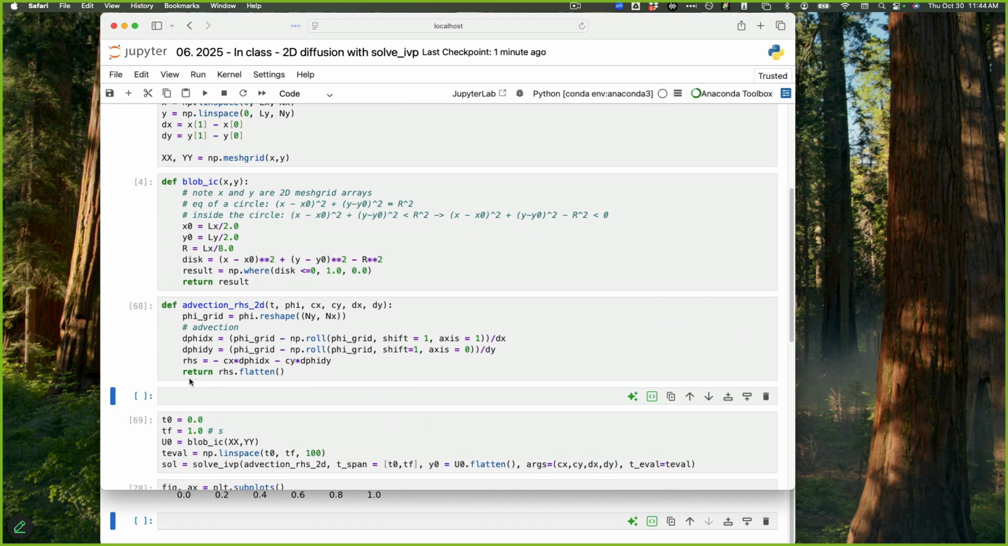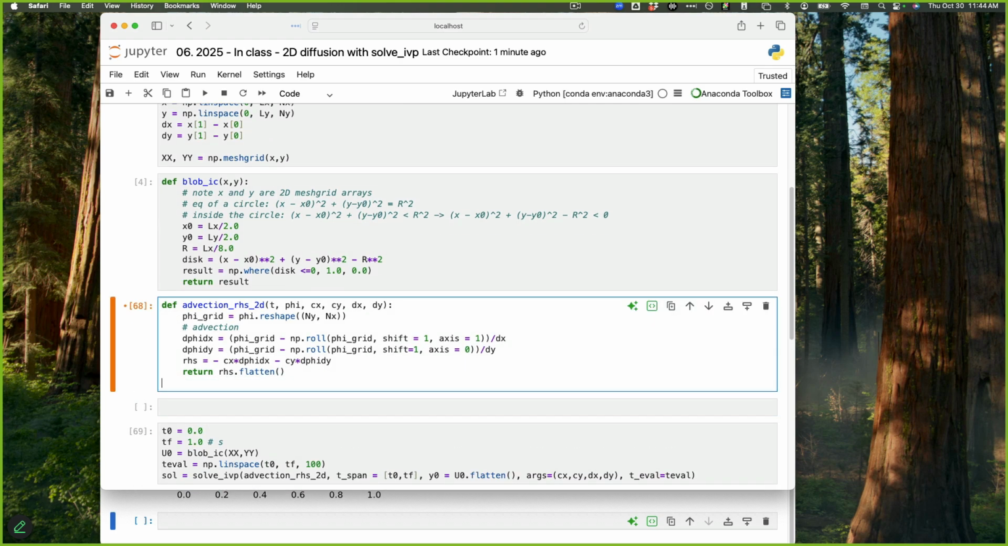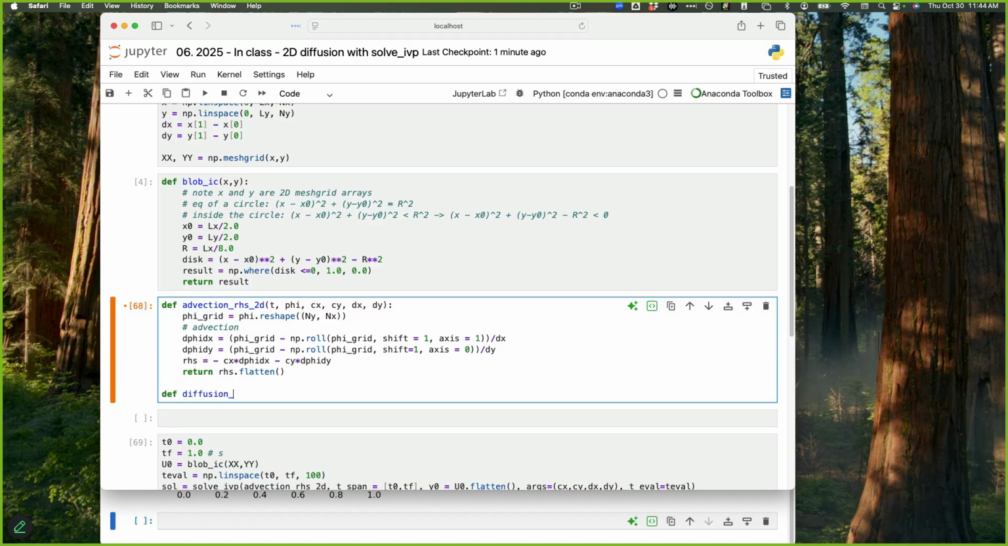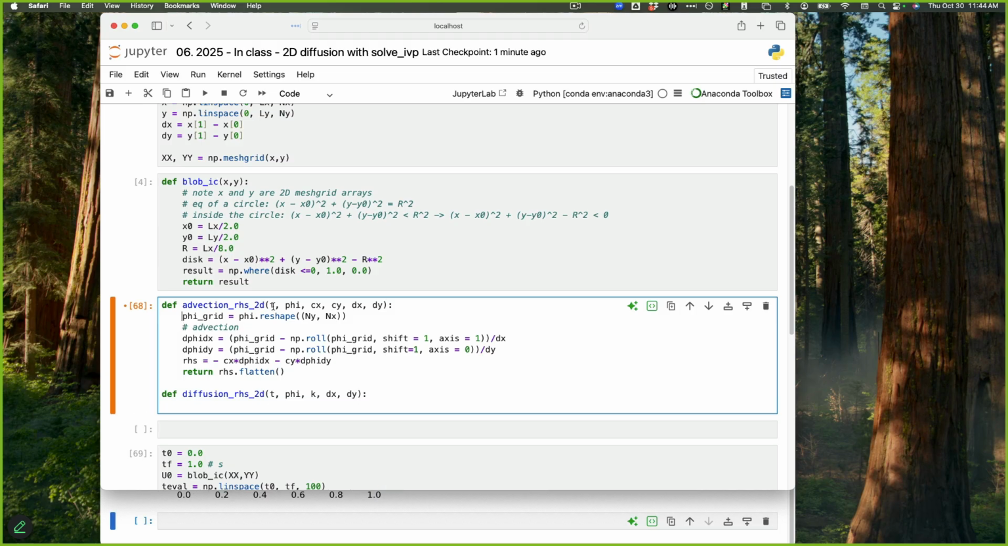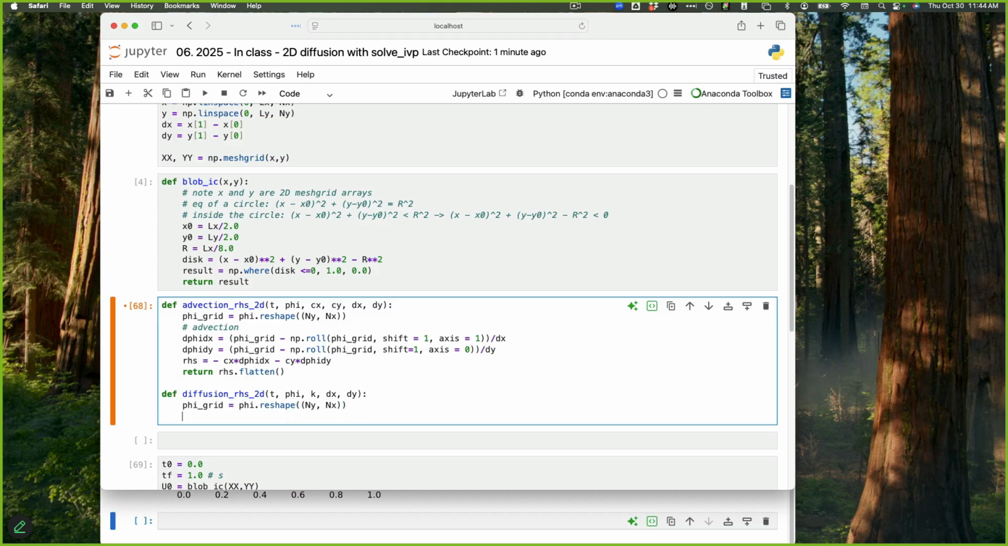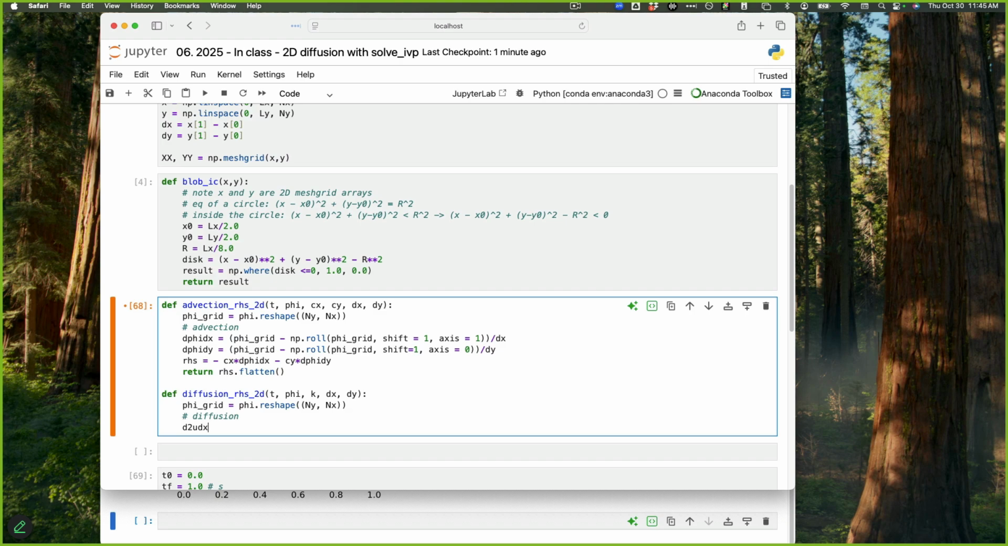Now I want to do a diffusion right-hand side 2D. And for the diffusion right-hand side, what I need to pass is T, phi, and I'm passing K, all right, and then dx and dy as well. The first thing we do is do this phi grid dot reshape, and then we add a comment, call it diffusion, okay. And now d2u by dx squared, if we go back to our 1D diffusion case, actually, let me do that to show you that it's identical.